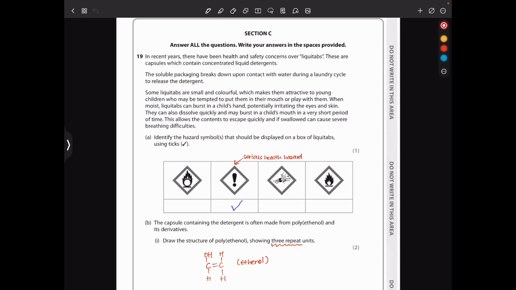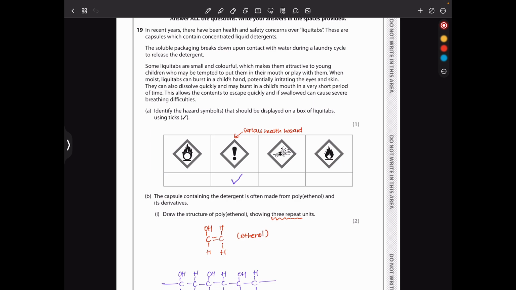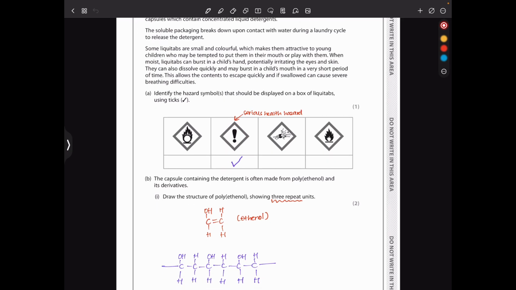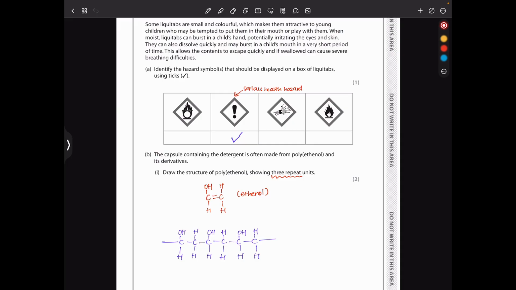In part A, identify the hazard symbol that should be displayed on the backs of liquid tabs using the ticks. We've seen, of course, it's not oxidizing, it's not flammable, and it's not an explosive. It's a health hazard, so that should be what we tick. And in part B, they say the capsule containing the detergent is often made from polyethenol and its derivatives. Draw the structure of polyethenol showing 3 repeat units. This is ethenol, and so polyethenol should be when you break the bond and put extensions, and then you continue with 1, 2, 3 repeat groups, and then extend out for continuity.